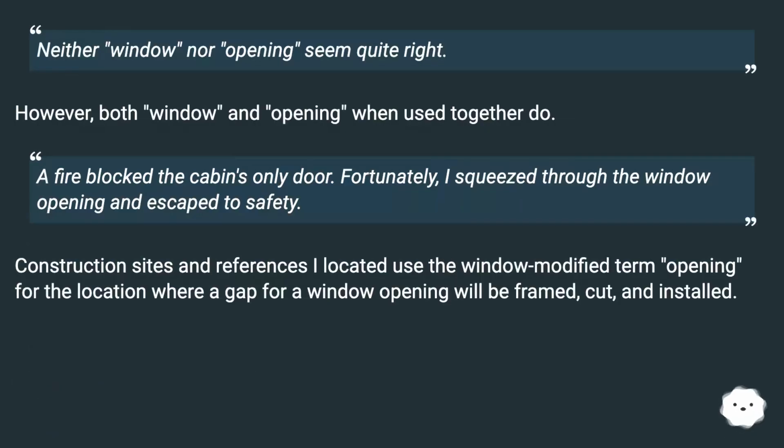Neither window nor opening seem quite right. However, both window and opening when used together do. A fire blocked the cabin's only door. Fortunately, I squeezed through the window opening and escaped to safety. Construction sites and references I located use the window-modified term opening for the location where a gap for a window opening will be framed, cut, and installed.